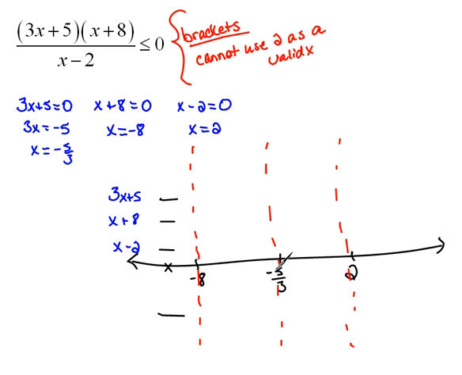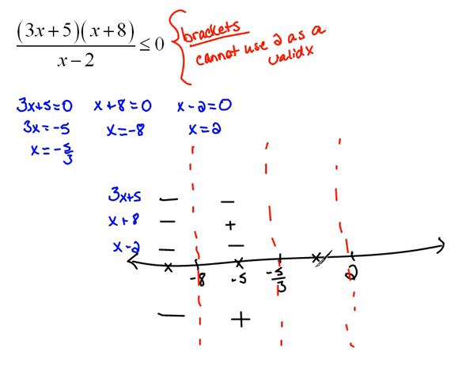Let's do the same thing for over here. Let's choose something in between negative 8 and negative 5/3, like maybe negative 5. Negative 5 minus 2 would be negative. Negative 5 plus 8 would be positive. And negative 5 times 3 would be negative 15, plus 5 would be a negative number. Now a negative times a positive would be negative, divided by negative would be a positive number.